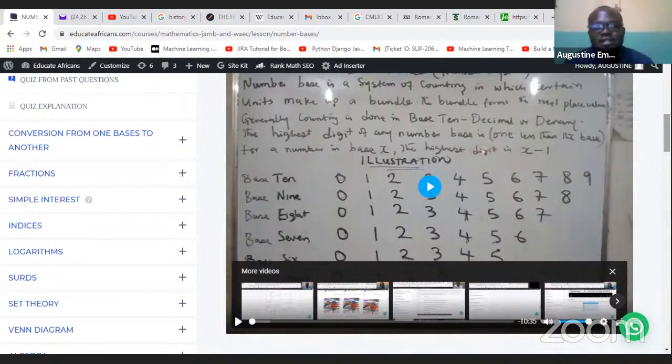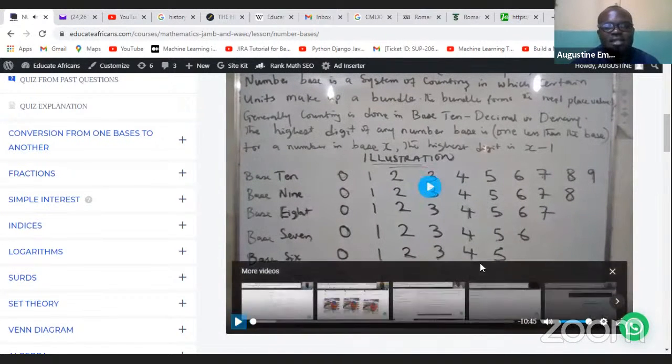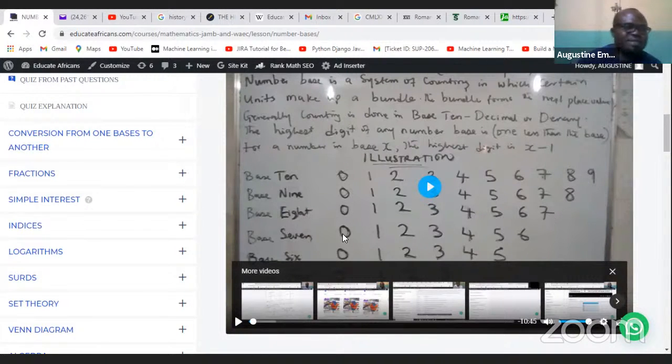So let's look at the various numbers that we can have. If you're talking about base 9, then it's from 0 to 8. If you're talking about base 8, then it's from 0 to 7. If you're talking about base 7, it's from 0 to 6. Do you recognize this pattern? When we're talking about base 10, it stops at 9, it doesn't get to 10. When we're talking about base 9, it stops at 8, it doesn't get to 9. If you're talking about base 8, it stops at 7, it doesn't get to 8. All of them start from 0 up to the number that is less than the base number being considered.